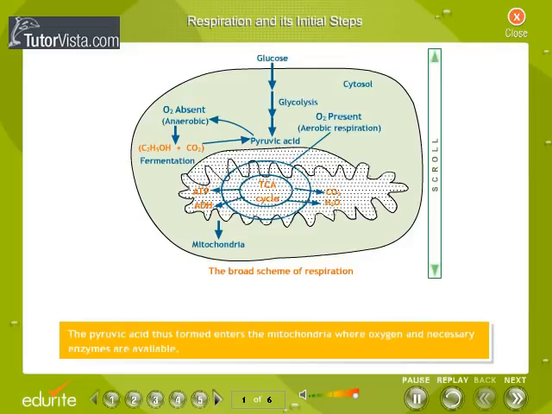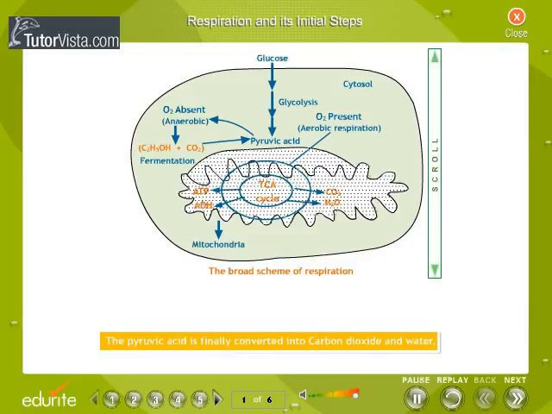The pyruvic acid thus formed enters the mitochondria where oxygen and necessary enzymes are available. The pyruvic acid is finally converted into carbon dioxide and water. This sequence of events constitutes the Krebs cycle. The overall events of respiration are shown in these schematic representations.